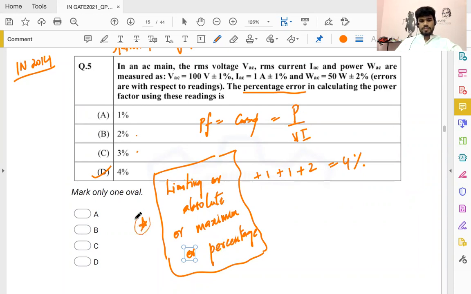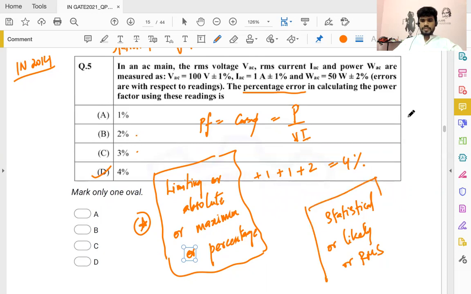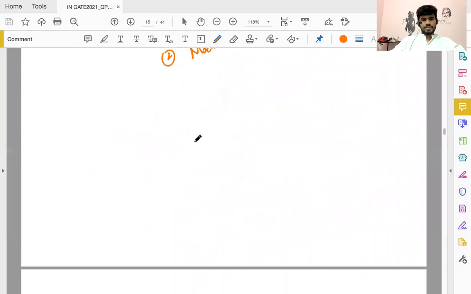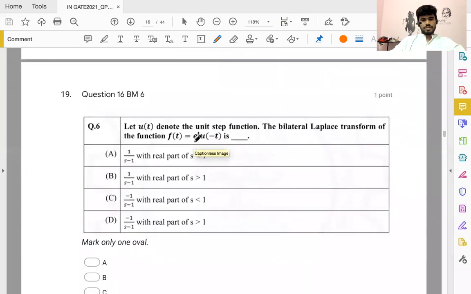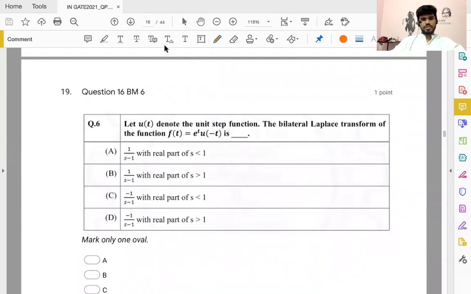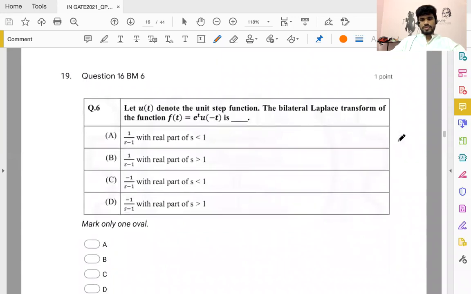This is slightly different from what is there in the notes. And then we have statistical or likely or even RMS error. We have 3 terms here. So just make a note of it. Okay, bilateral Laplace transform. How do you do this? At the end of the day, it's the Laplace transform of this kind of a function.